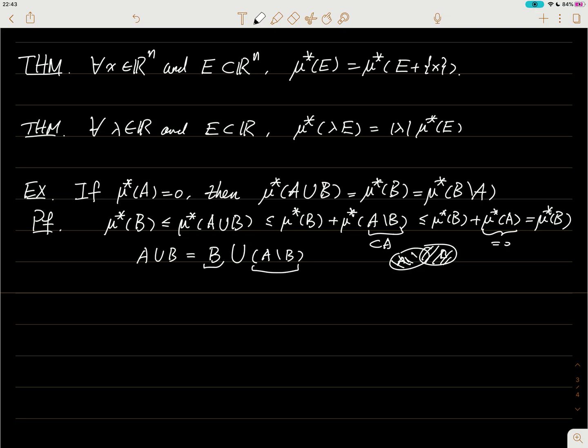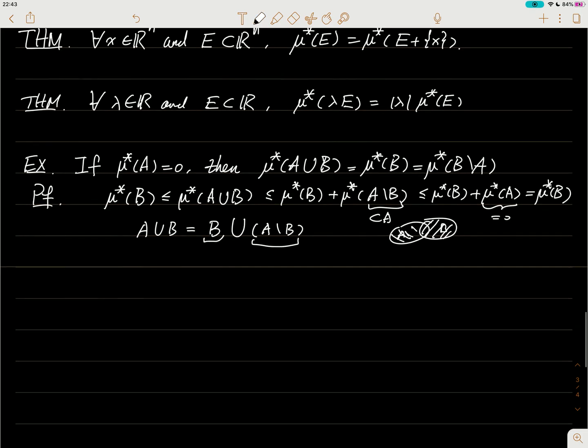Okay, and this shows that mu star of A union B is bigger than mu star of B. On the other hand, it's also less than or equal to mu star of B. So this one has to be equal to mu star of B. That's how we proved this. Okay, so that's the first one.